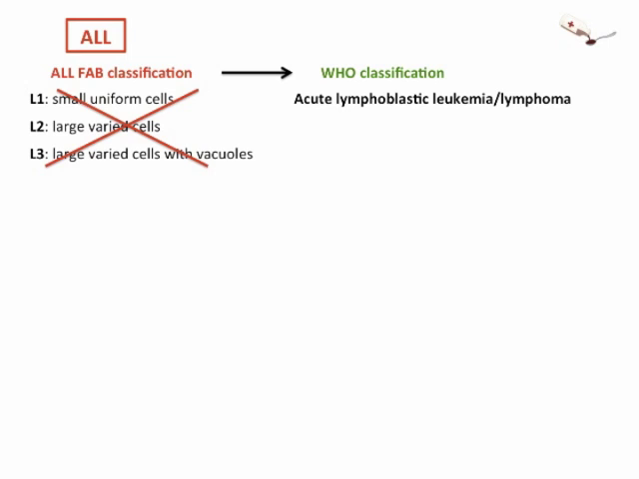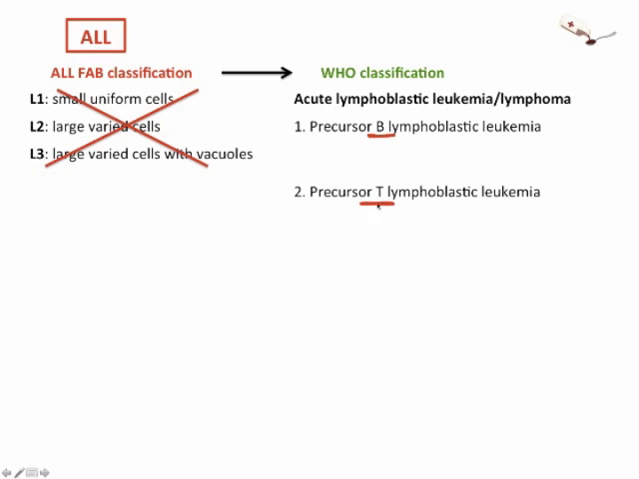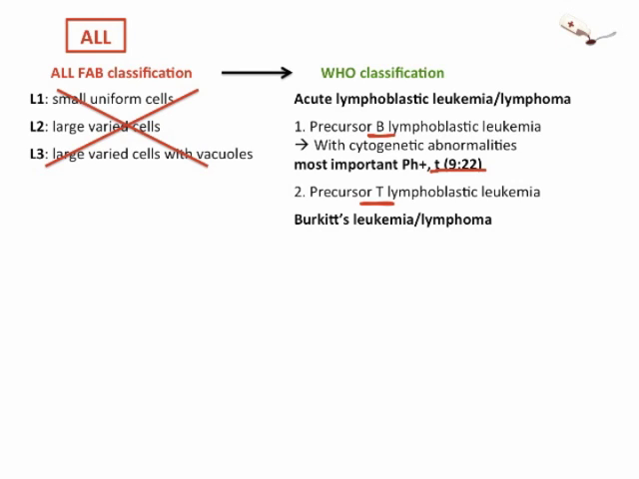as the following. Acute lymphoblastic leukemia lymphoma, either precursor B lymphoblastic leukemia or precursor T lymphoblastic leukemia, so it looks again at the cell of origin with flow cytometry. For precursor B lymphoblastic leukemia, it looks at cytogenetic abnormalities, in particular the Philadelphia chromosome 9;22. Okay, so similar to CML, you can have a translocation between 9 and 22, and that is very important in determining treatment. Lastly, a more mature form of leukemia, in contrast to your precursor leukemia, is Burkitt's lymphoma or leukemia.